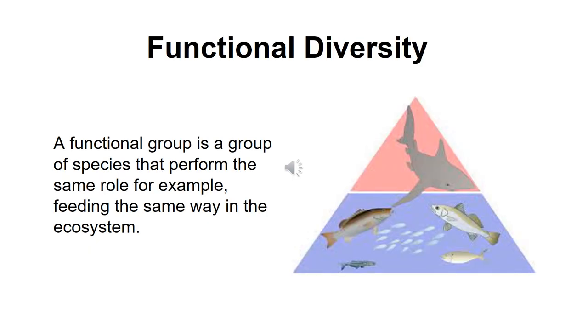This slide is just reiterating and giving you a little graphic about functional diversity. A functional group is a group of different species that perform the same functional role in the ecosystem, for example, feeding in the same way. Here you've got a shark eating a bunch of small fish, but you also have big fish eating small fish, so they have a similar role. Great white sharks and bluefin tuna are both considered apex predators, and that makes them both function similarly in the ecosystem.